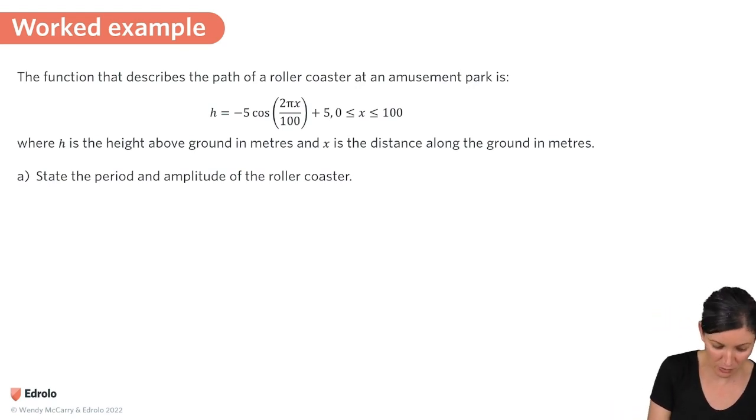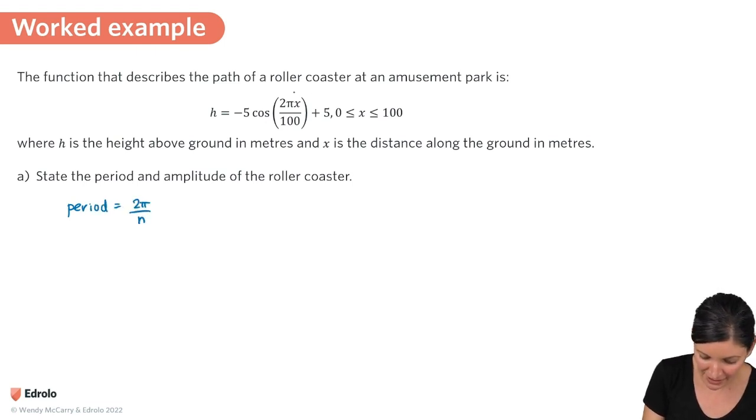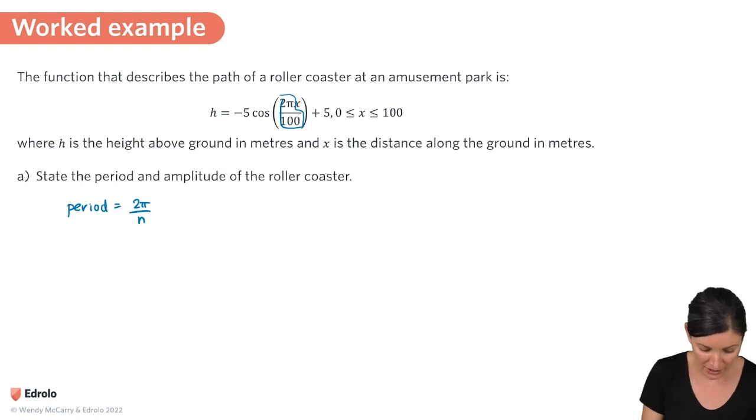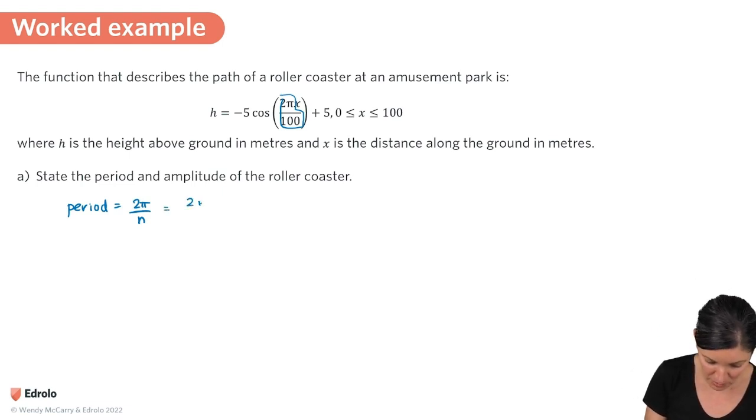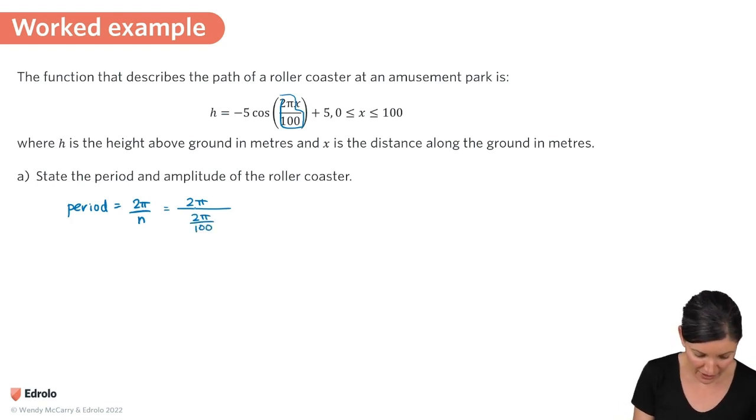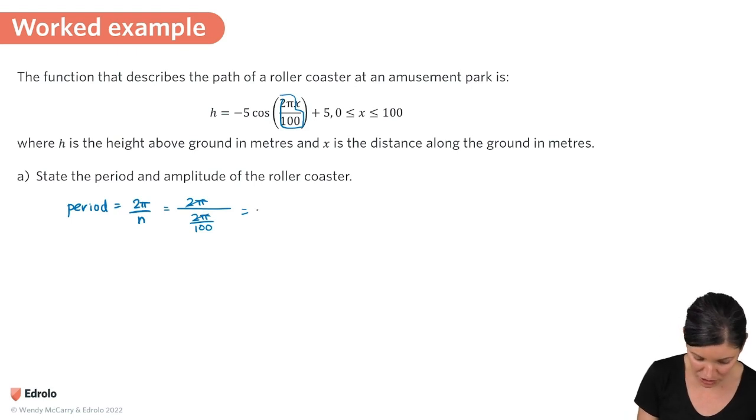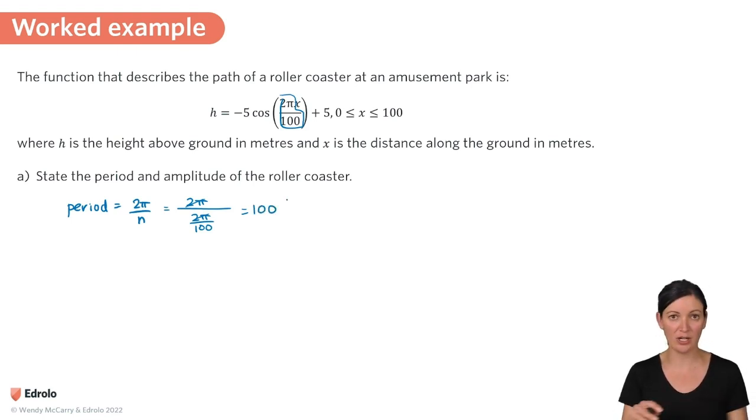The period, remember, is 2 pi on n. In this case, n is 2 pi over 100, the coefficient of x. So we have 2 pi divided by 2 pi over 100. Our 2 pi's will cancel out. That becomes 1 divided by 1 over 100, which is actually 100. So the period of our curve is 100.